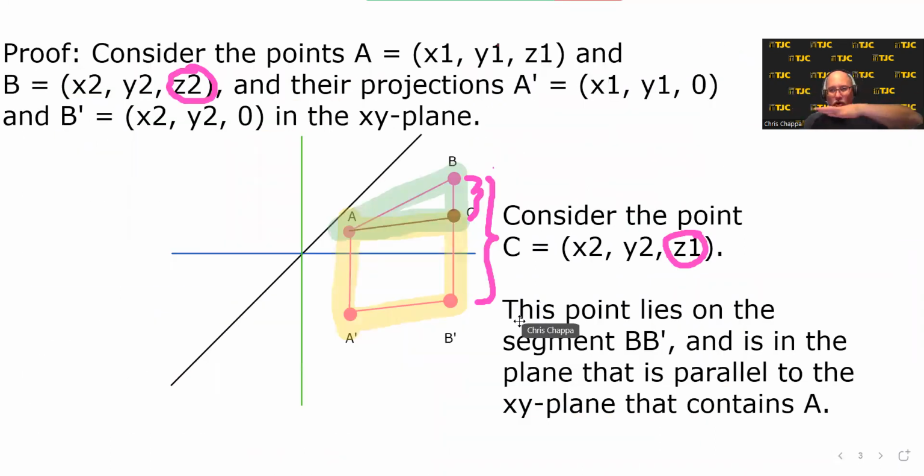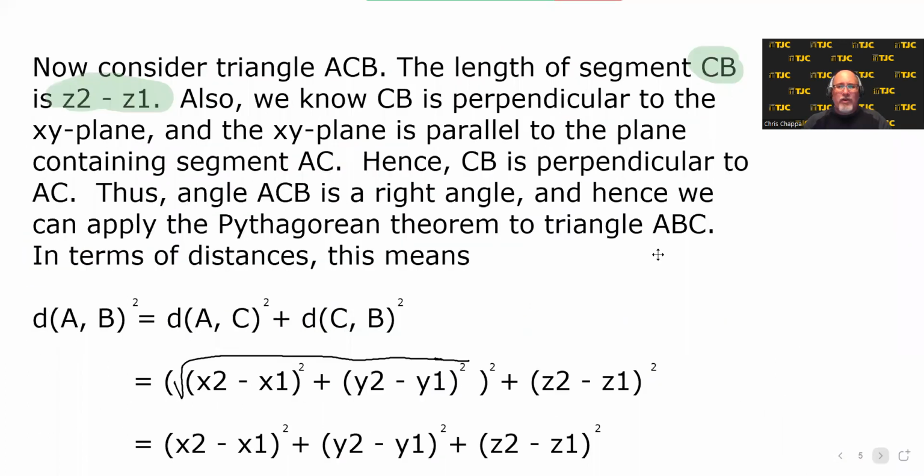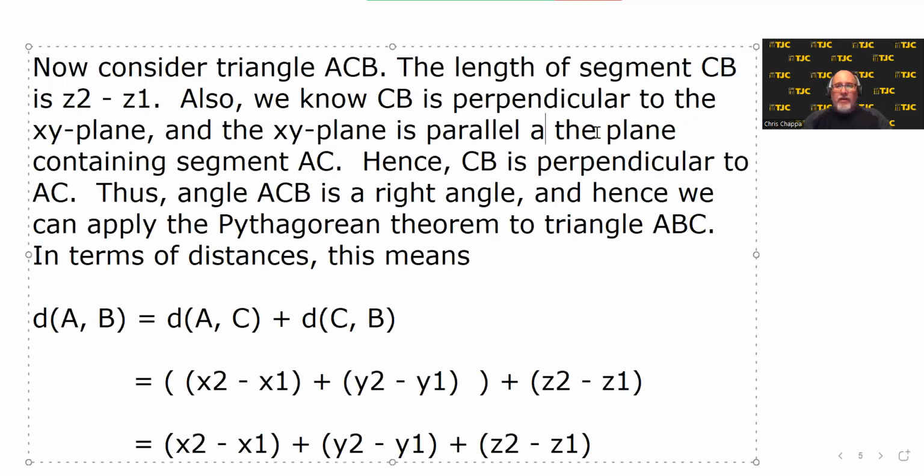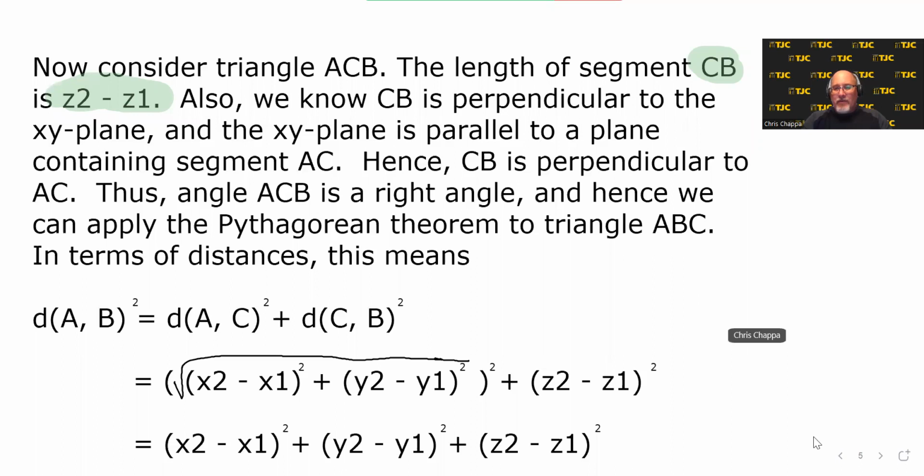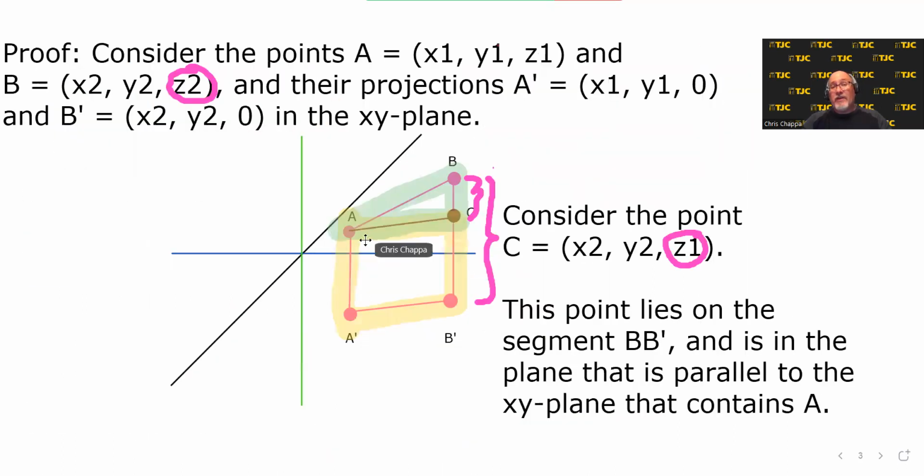The XY plane, the floor, is parallel to the plane containing, how did I phrase that in the word here? CB is perpendicular to the XY plane, so we established that this was perpendicular to the floor, and the XY plane is parallel to the plane containing segment AC. I'm going to be real nitpicky here. It is parallel to a plane containing segment AC. The reason I changed it to a plane is because there's an infinite number of planes that contain this line segment. What do I mean by that?